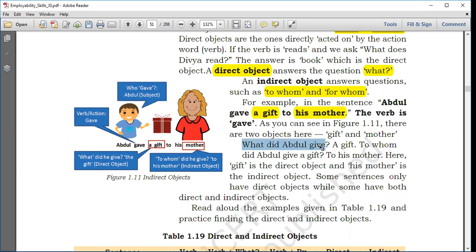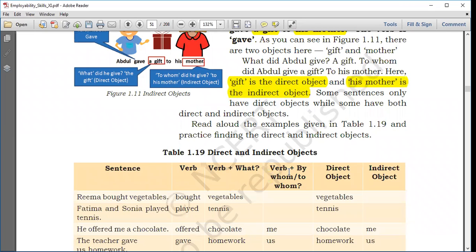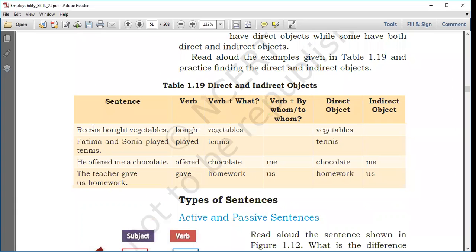So what did Abdul give? A gift. The gift is the direct object, and to whom that gift was given, his mother. So his mother is the indirect object, right? Some sentences may have only one object, the direct one. Some have both objects, right? A few more examples are given. Rima bought vegetables. What did Rima buy? Vegetables. So vegetable is the direct object. Fatima and Sonia played tennis. What did they play? Tennis. Tennis is the direct object.